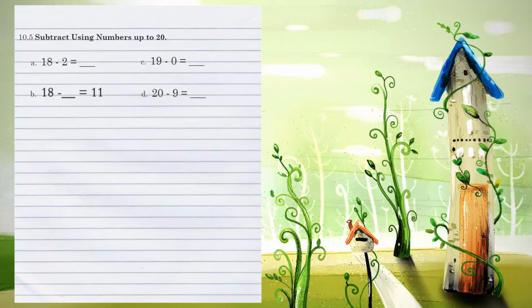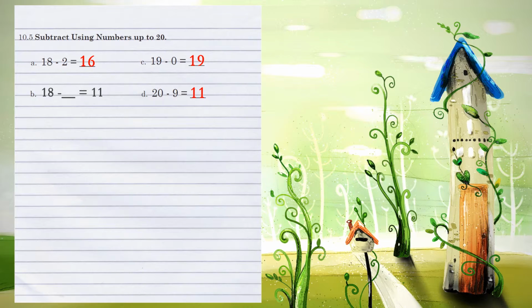Unit 10.5, subtract using numbers up to 20. Example A, 18 minus 2. We're going to subtract the ones numbers here. 8 minus 2, if we take 2 away from 8, we end up with 6. Then we look at the tens column. There's only the one number, so it carries over for an answer of 16.